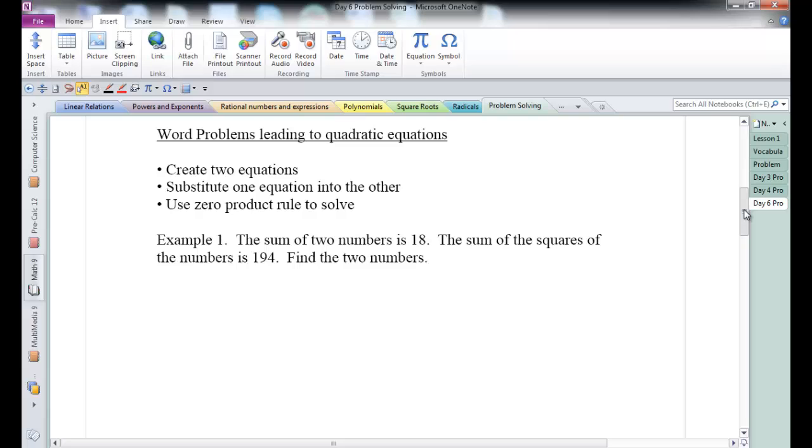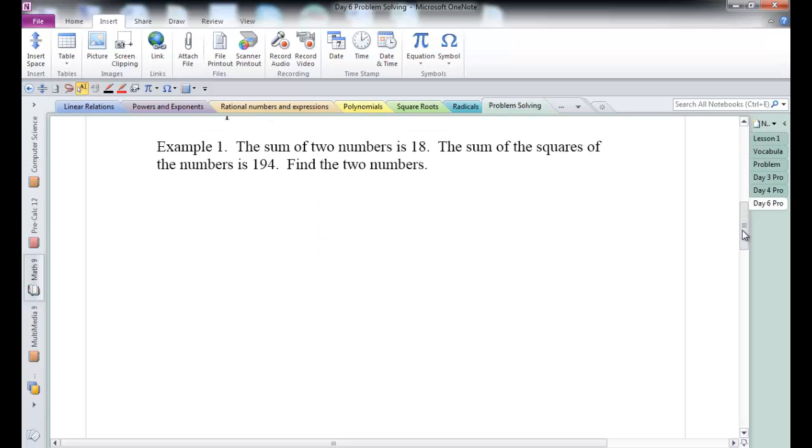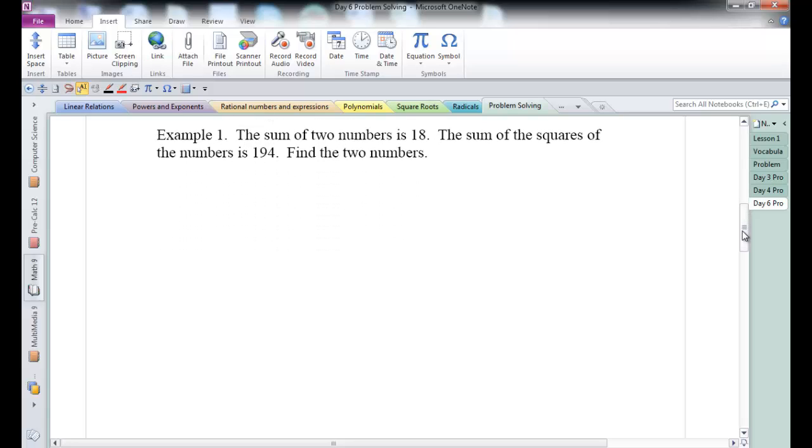Let's jump in with example 1. Sum of two numbers is 18. The sum of the squares of the numbers is 194. Find the two numbers. Let's start with the definitions. We have two numbers. So we can say n equals a number and m equals another number. There's our two numbers. Now we'll have two relationships.